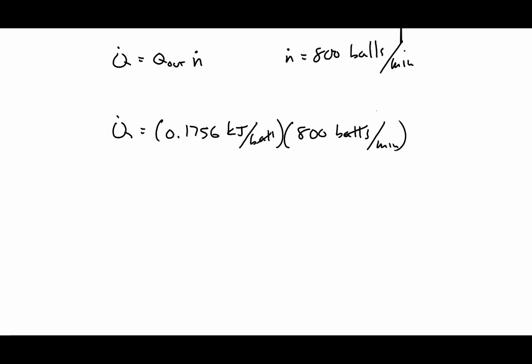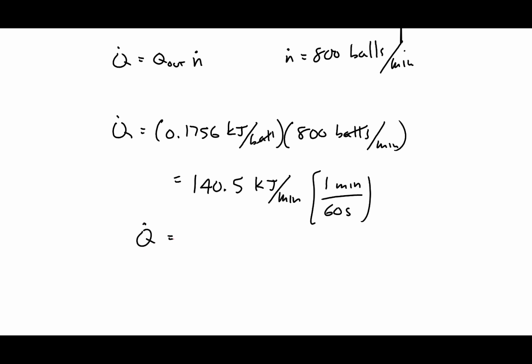So balls cancel, and this works out to 140.5. Rewrite this. So 140.5 kilojoules per minute. And then let's actually convert this to seconds. So 1 minute to 60 seconds. So Q dot is equal to 2.34 kilojoules per second, which is 2.34 kilowatt.